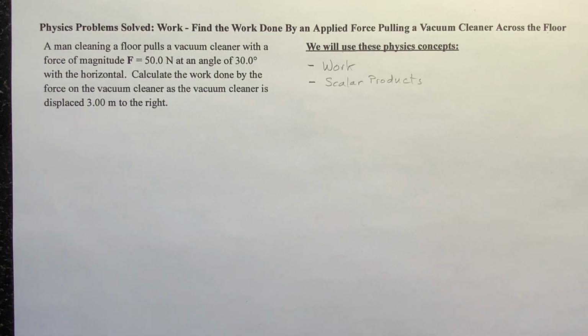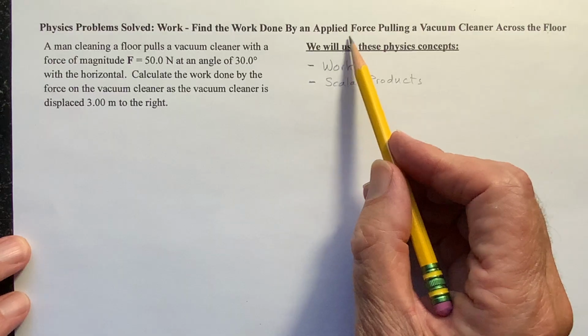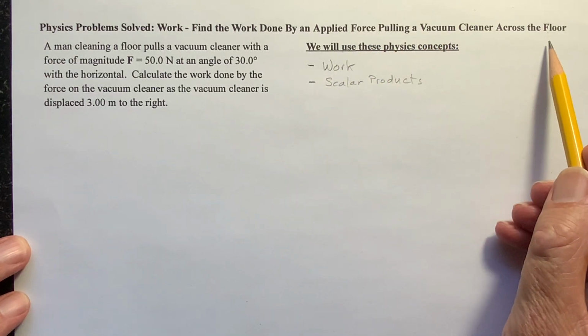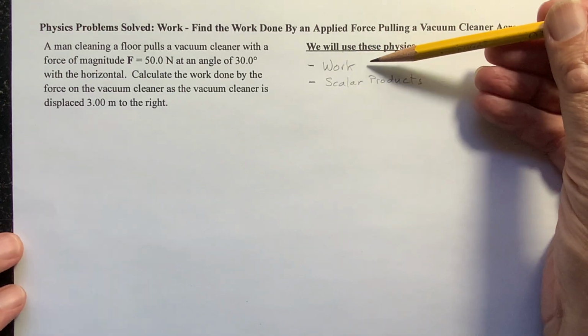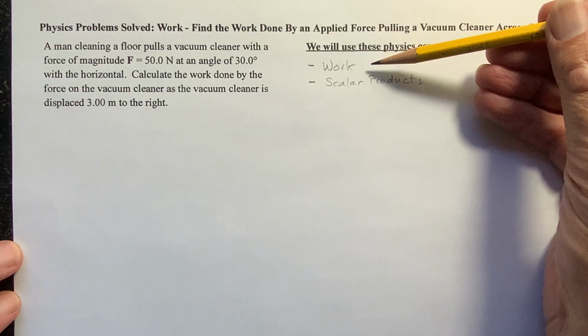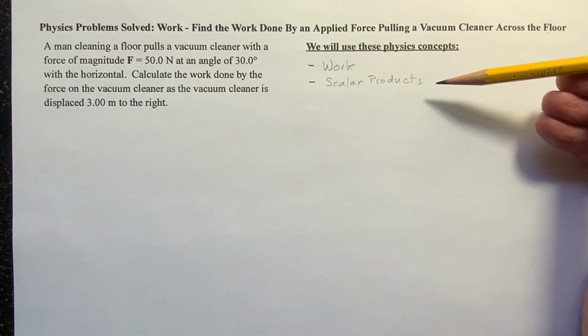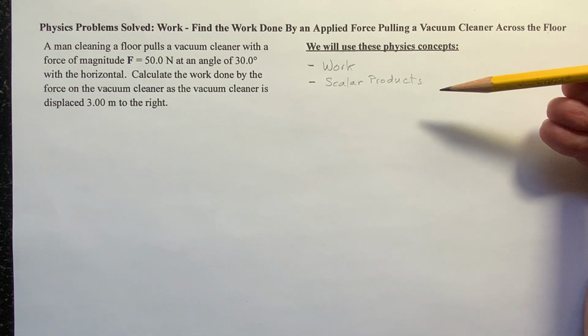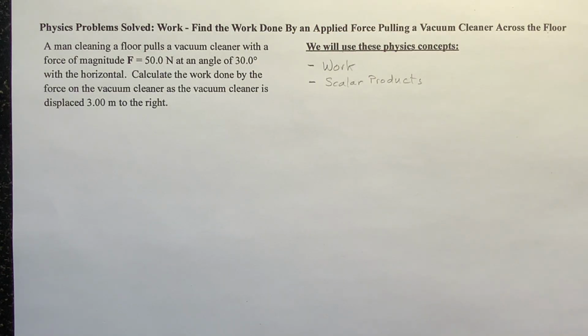We're going to do an introductory level work problem. We're going to find the work done by an applied force pulling a vacuum cleaner across the floor. We'll be using the basic definition of work, and I'm also going to discuss scalar products within the context of this problem. You might not have had scalar products yet, but if not, this will be a good introduction.